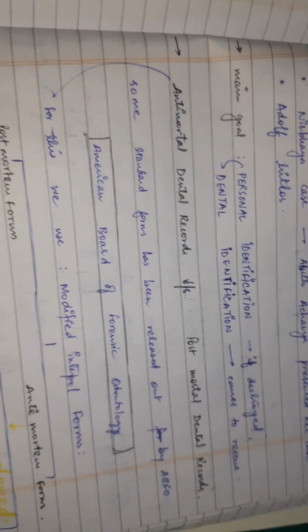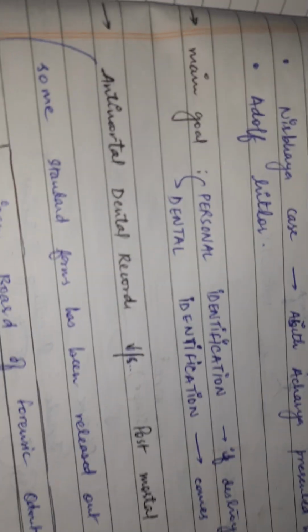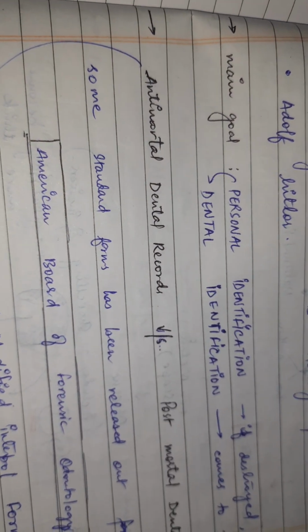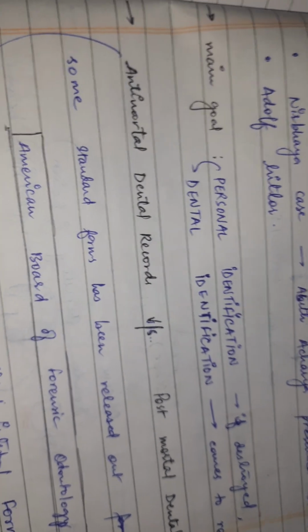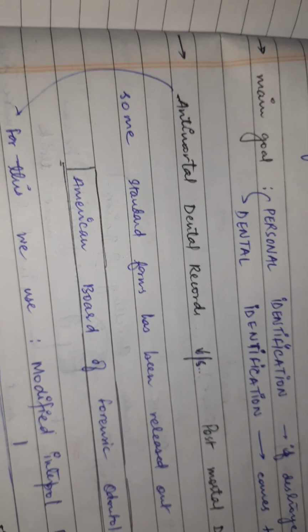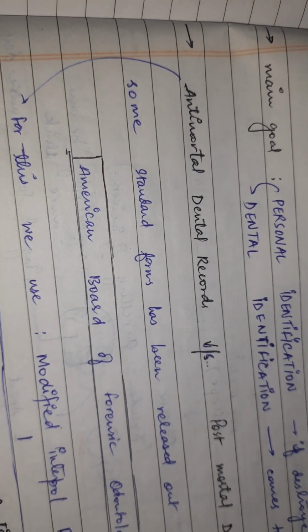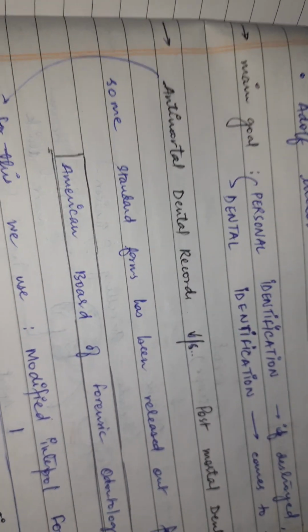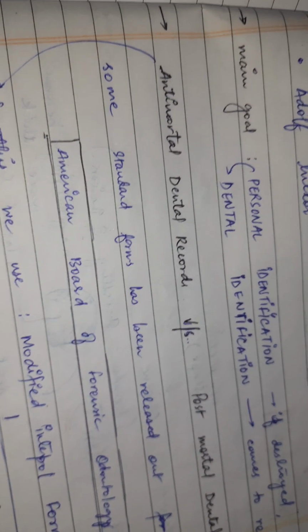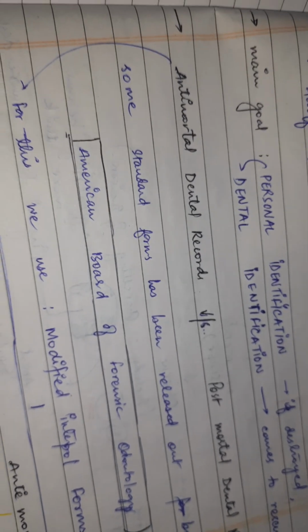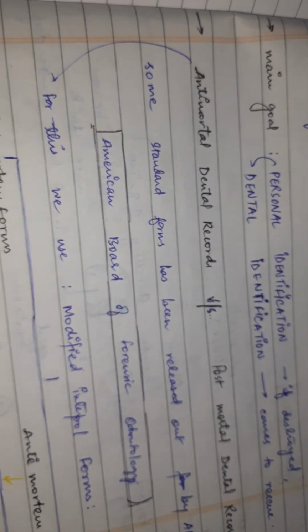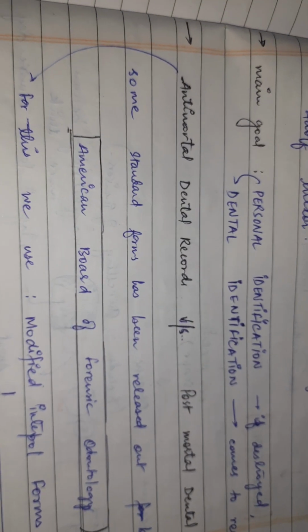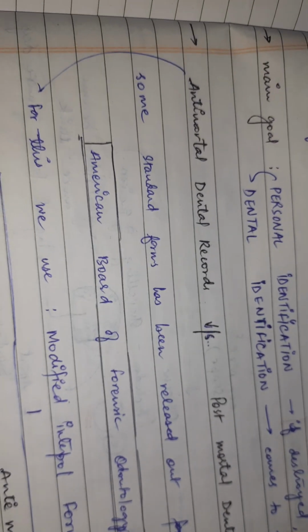Antemortem means before the death: the person does a regular checkup at a specific clinic or with a specific doctor, like a famous personality. So the dentist will have the records. Not even a famous personality; dentists also have the records most of the time for normal individuals too. So that's how we take the antemortem dental records, and postmortem, as we all know, after death.